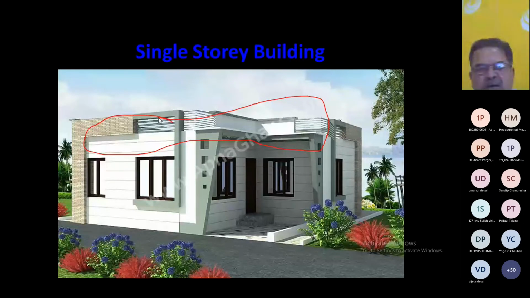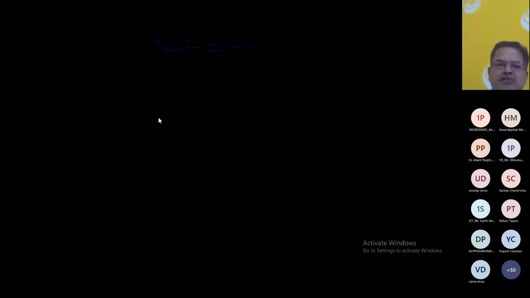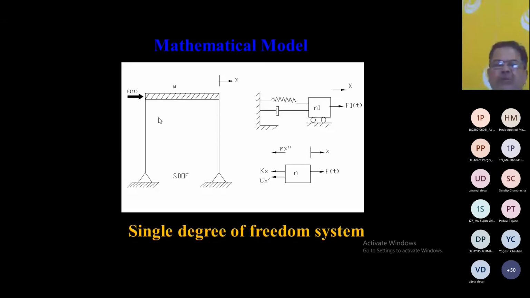So you have to convert your building into a mathematical model, and then once it is converted into the mathematical model, using the principle of mathematics, you are analyzing, right? This is what we are doing. So we are converting this single story building into a model. So this is the structure where the heavy mass is located here, right?